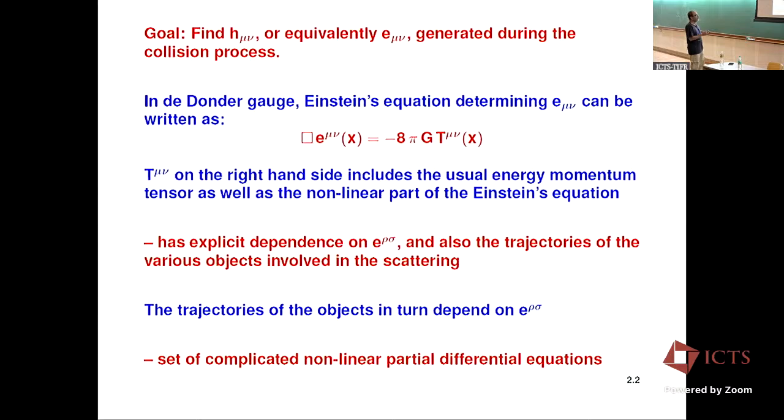So this includes the usual energy momentum tensor, but also the nonlinear part of the Einstein's equation. Because of this, it clearly also has explicit dependence on the fields themselves, in particular E or equivalently H. And because it also involves the usual energy momentum tensor, it will involve trajectories of various objects that are involved in the scattering. And these trajectories, of course, are also controlled by the gravitational field itself. So it's a set of coupled differential equations that we have to solve.